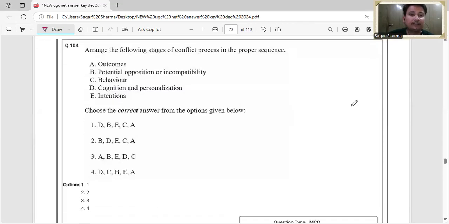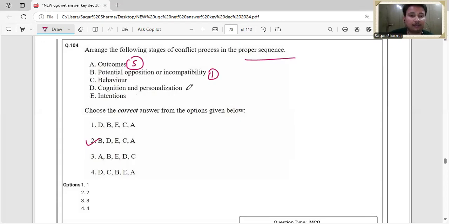Arrange the following stages of conflict process in the proper sequence. So firstly, see the options: outcomes, potential opposition or incompatibility, behavior, cognition and personalization, and intentions. So very common sense, outcomes will come in last. So outcomes come in last. Firstly, we will see what are the potential opposition or incompatibility. So first will be option number B, only in one option.